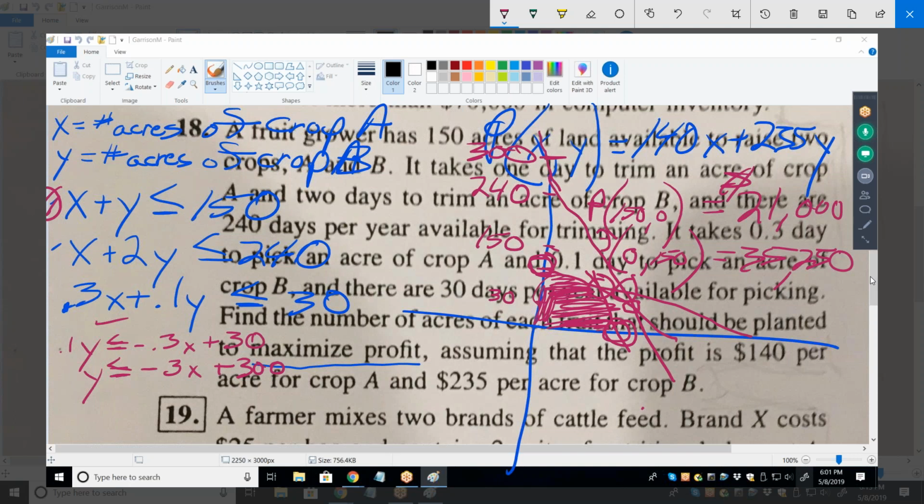So what we have to do is to set this equation equal to that equation to figure out where one of those vertices is. And then we have to set that bottom equation equal to the top equation to figure out where the other vertex is. Then we're going to have two more vertices that we're going to be able to test on the objective function, and whichever answer gives us the most dollars is our answer.